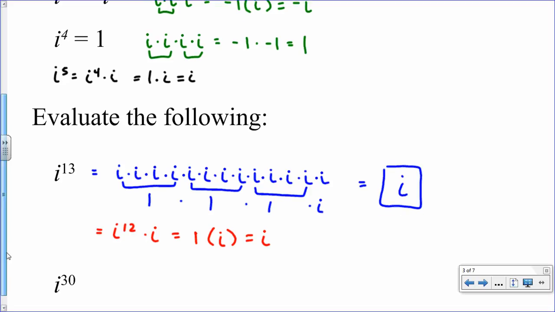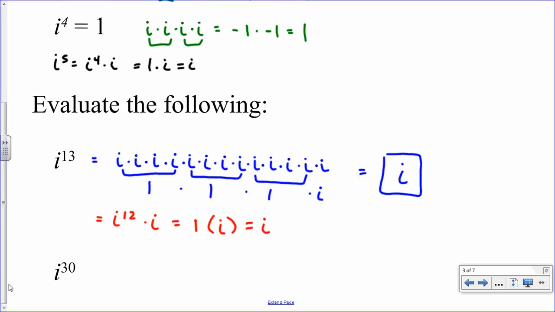So i to the 30th. You could write out 30 i's if that's what you need to do, but let's think a little bit. What multiple of 4 is close to 30 but not over 30? 28. So i to the 28th, and then how many do I have left over? 2. So i to the 28th is 1, i squared is negative 1. So 1 times negative 1 is negative 1. Questions about that?